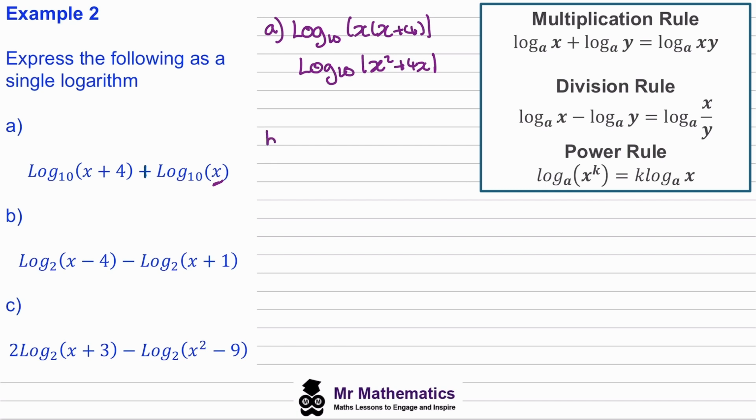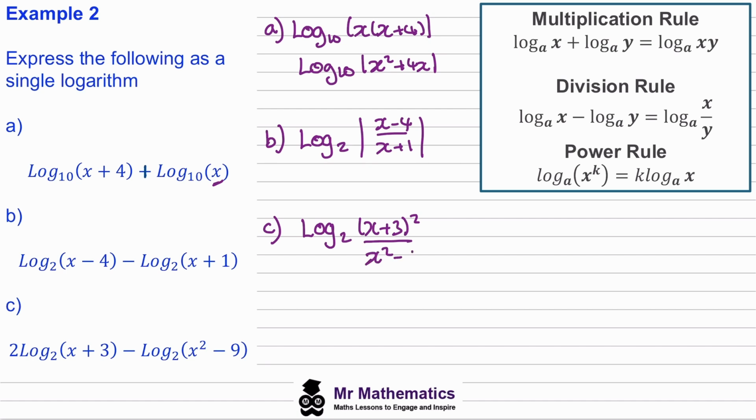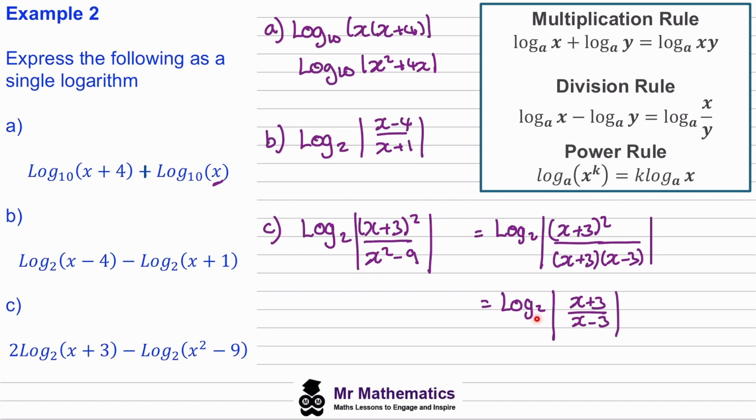Then for part B, we've got the same base of 2, and it's a subtraction. So we'll have log to the base 2 of x minus 4 over x plus 1. And then for part C, we'll apply the power rule and bring this 2 up here. So we've got x plus 3 squared. And then this negative means we'll divide this by x squared minus 9. And we can simplify this by factorizing the x squared minus 9. And then you can see one of these x plus 3's will cancel with this one. So we get log to the base 2 of x plus 3 over x minus 3.